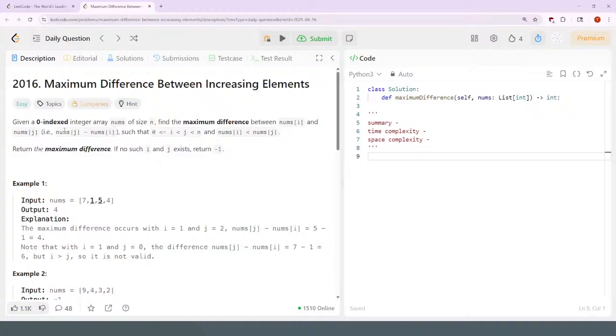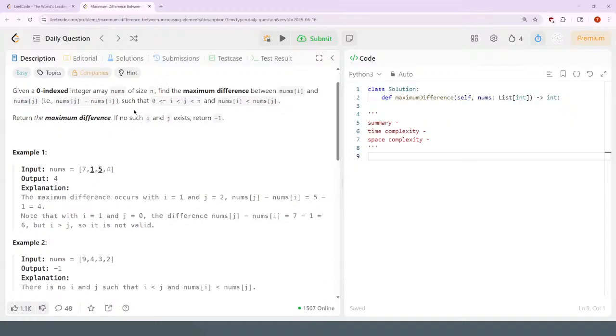i.e. nums[j] minus nums[i], where j is after i. Return the maximum difference. If no such i and j exists, return -1.